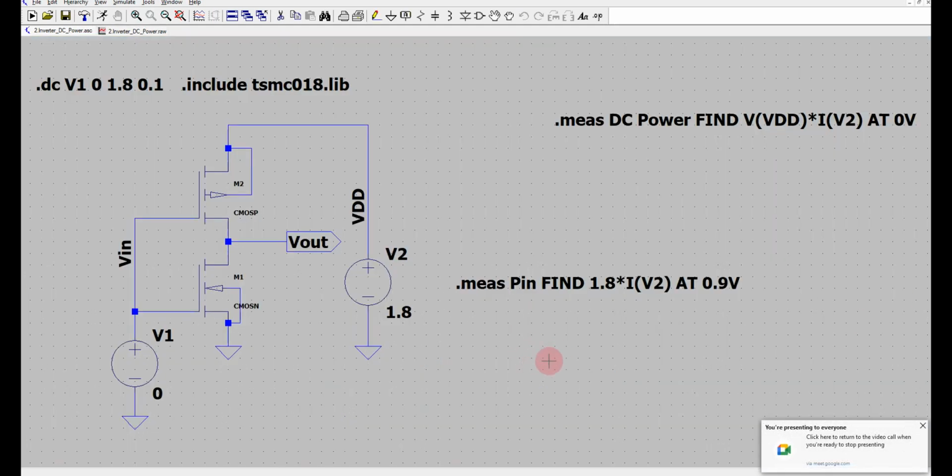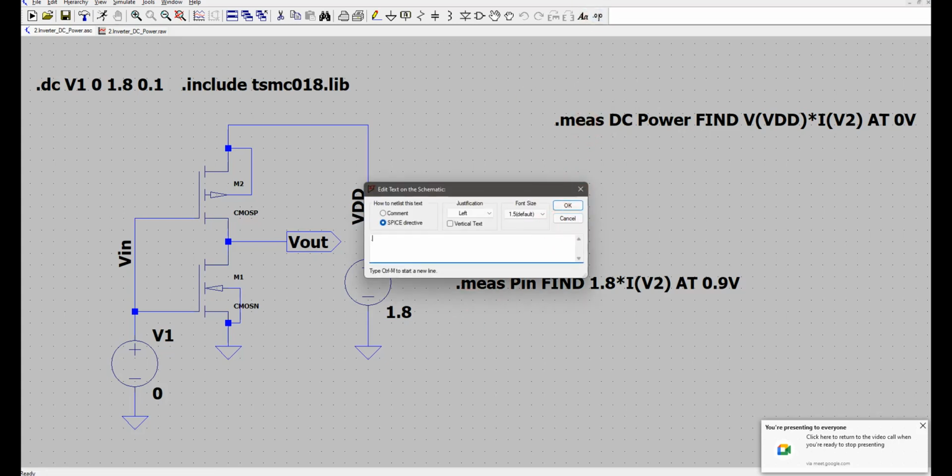We can also use this particular command to measure the power. So if I just write here, dot MEAS, measure.